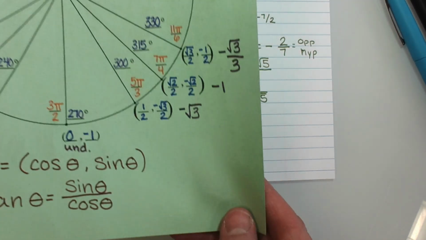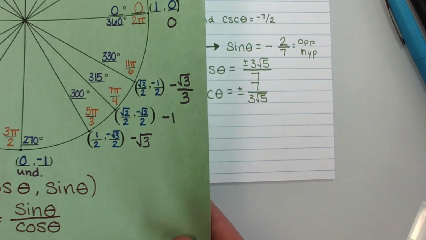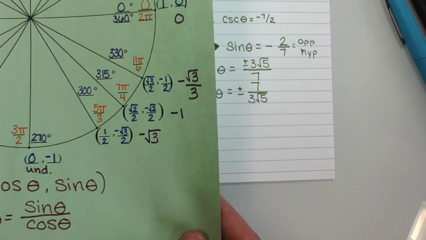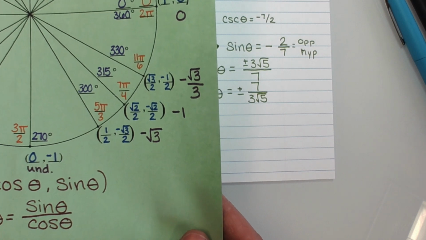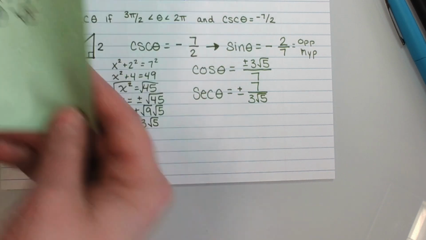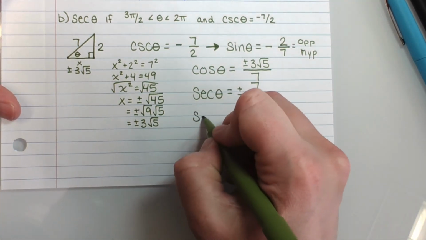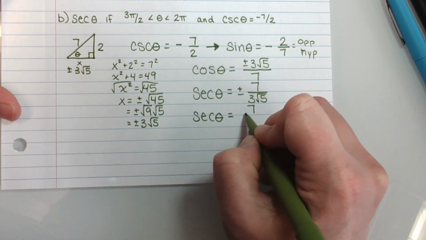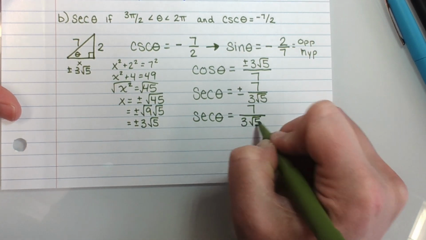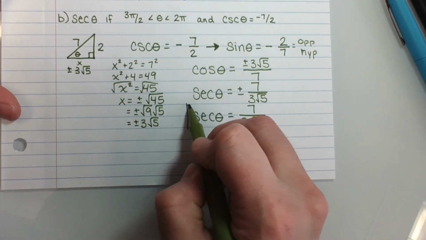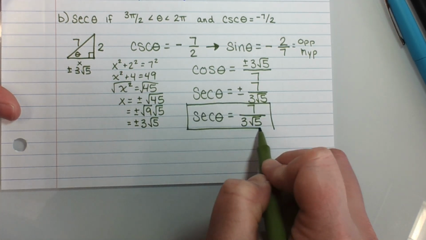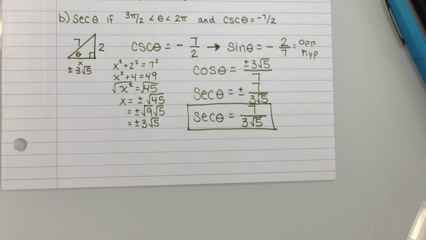Secant's not directly on the unit circle, but its reciprocal is. Is cosine positive or negative in that quadrant? Positive. When you flip a fraction, does it ever change it from being positive to negative or negative to positive? No, it just flips it, which means if cosine is positive, secant is also positive. We can just keep the square root on the bottom.